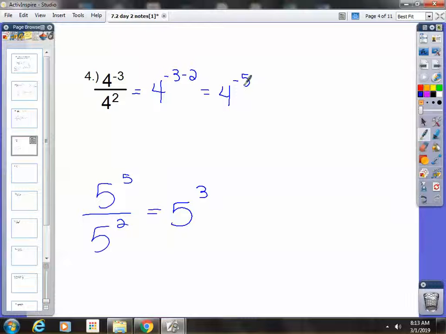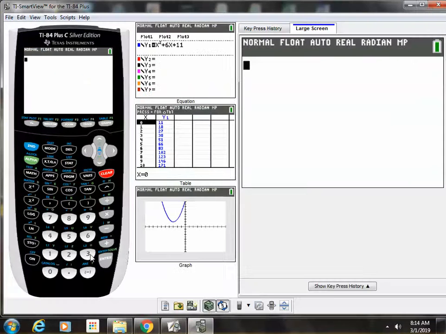Now if you typed it into your calculator, go ahead and do that. 4 to the negative 5 power. Did you get the long decimal? Okay. That E negative 4 means scientific notation. I need to move my decimal 4 places to the left. 1, 2, 3, 4. So 0.000976525, etc. Doesn't end there. Okay. So I don't want your answer in scientific notation.